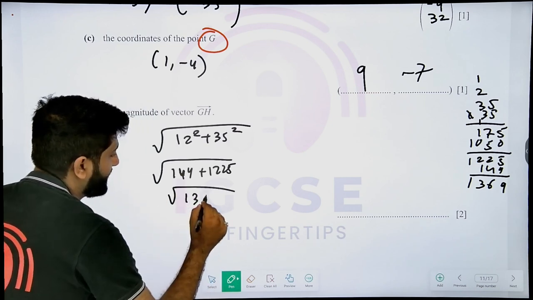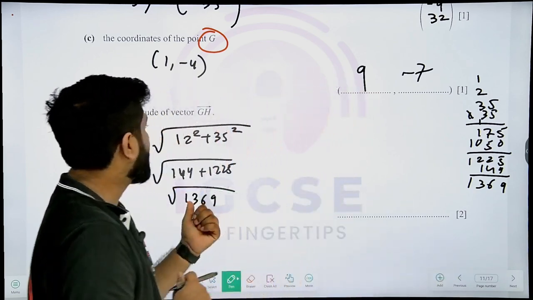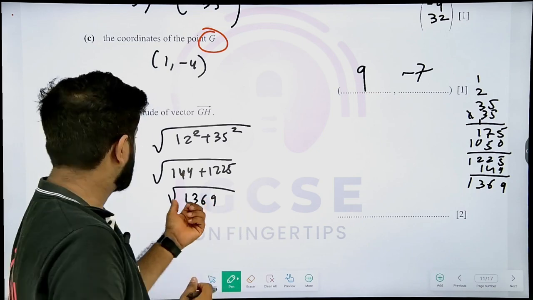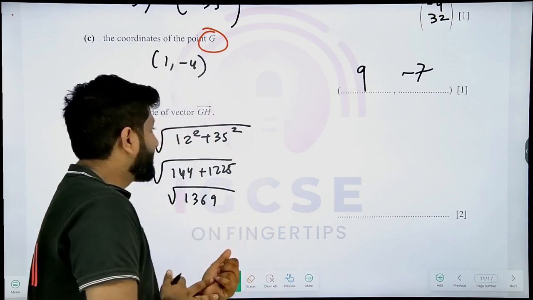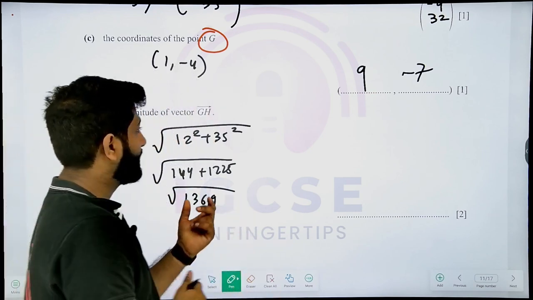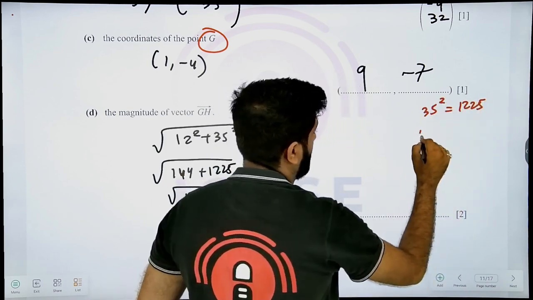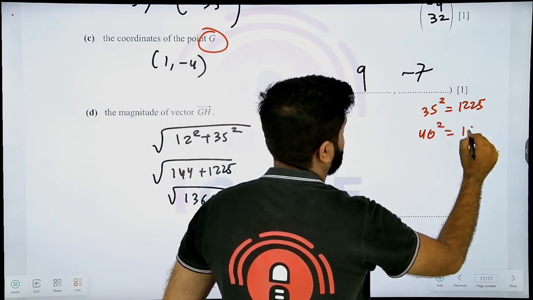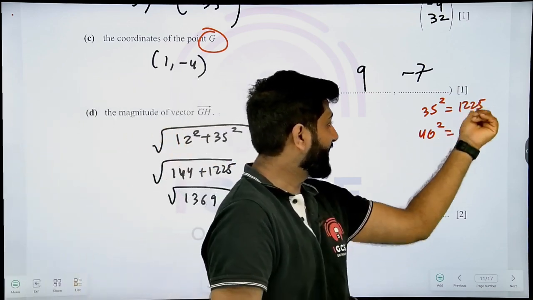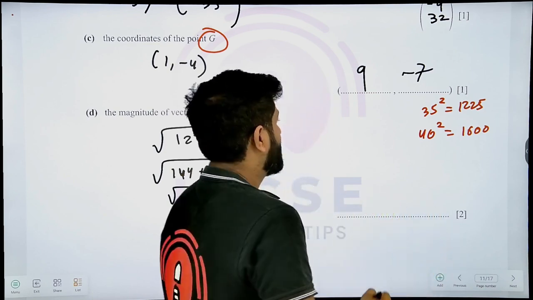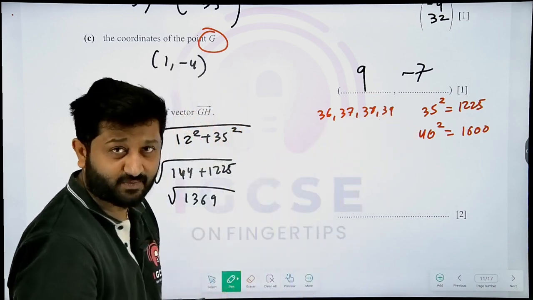Root of 1369. Always check whether this is matching with any other root or not. You can check this by prime factorization, or I already know that the square of 35 is 1225, right? And the square of 40 is 1600. So if 1369 is a perfect square of any of these numbers, obviously it is going to be the square of 36, 37, 38 or 39. This is the only possibility, right?